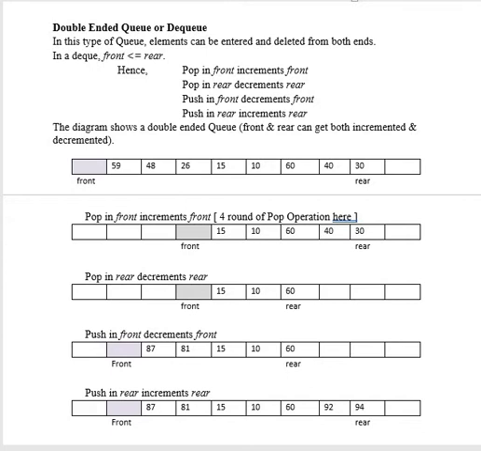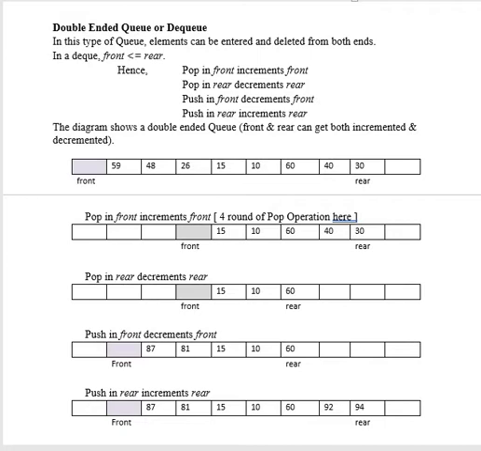Hello! Concept of double-ended queue, which is also called DQ, in detail. Now, after seeing a queue, its linear version, its circular version, if I now tell you about a double-ended queue, then it has got the following structure and the restrictions. It is made in such a way that elements can be entered and deleted from both ends.